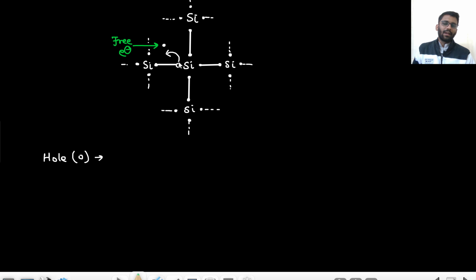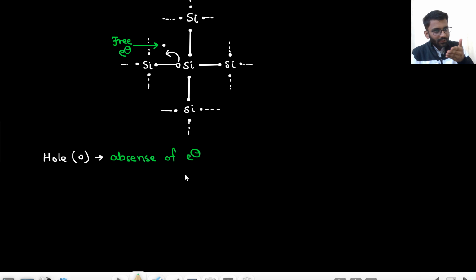This is a free electron and it created a vacancy. That vacancy is known as hole. What is hole? Absence of electron. So we will be using this term again and again, electrons, holes. What are electrons? You already know.